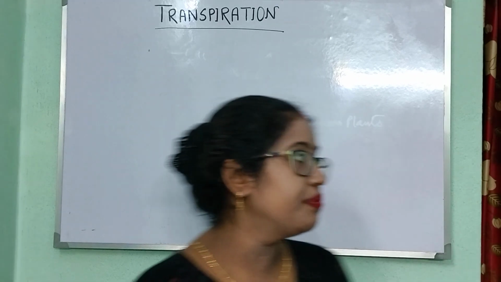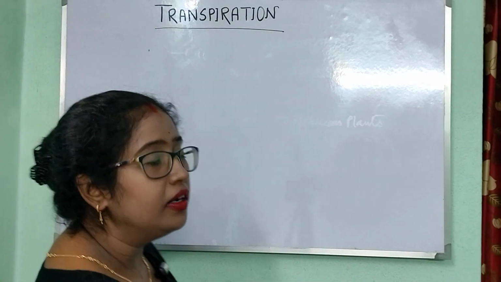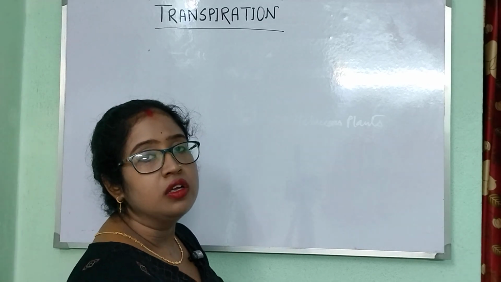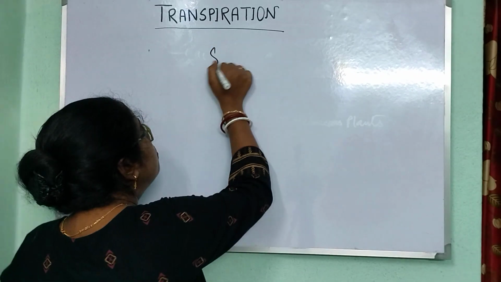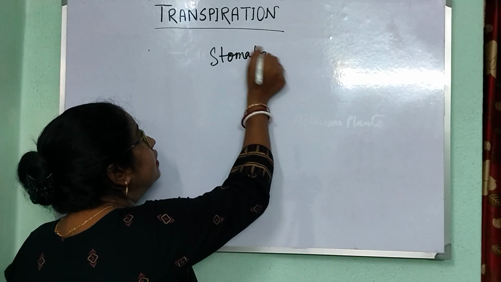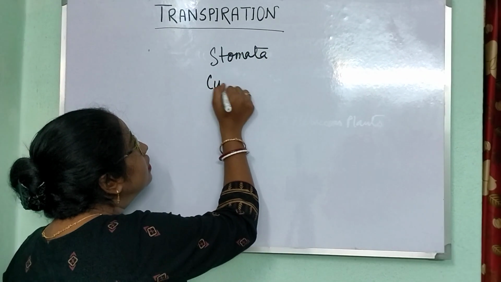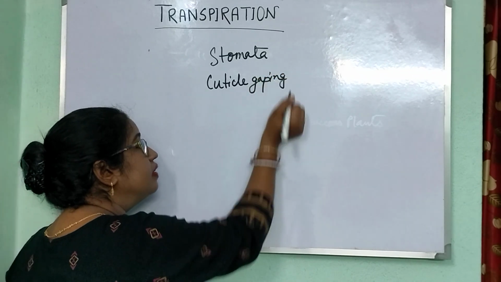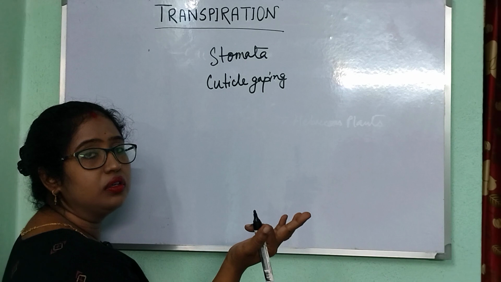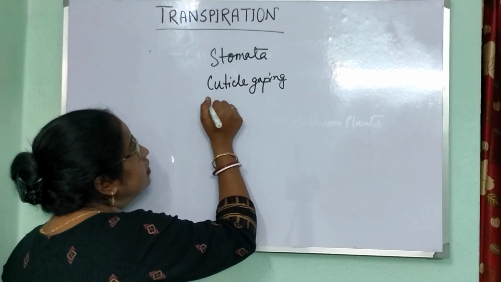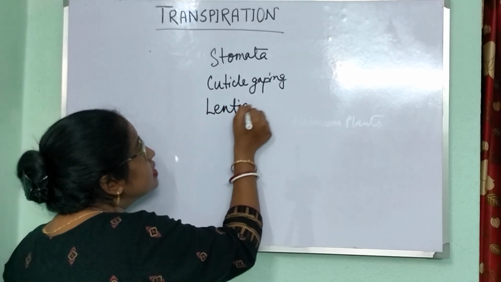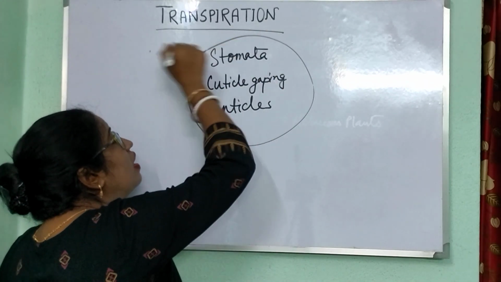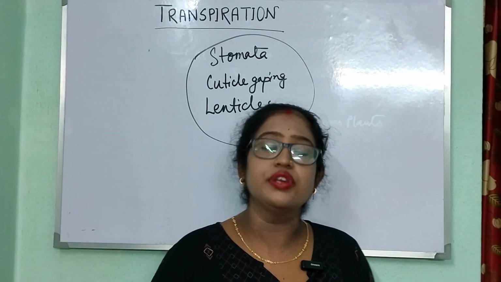What happens in the transpiration process is that there are several or numerous pores in the plant body. They are like the stomata in leaves, or it may be cuticle gapping present in stems, fruits or flowers, or there are lenticels present in woody stems. So all these openings are responsible for the transpiration process.